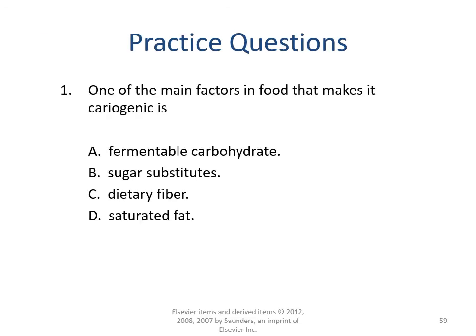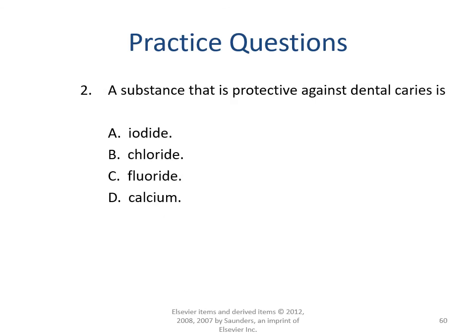So let's take a look at some practice questions. So one of the main factors in foods that make them cariogenic is, and this is A, fermentable carbohydrates. Number 2, a substance that is protective against dental caries. And this is answer choice C, fluoride.